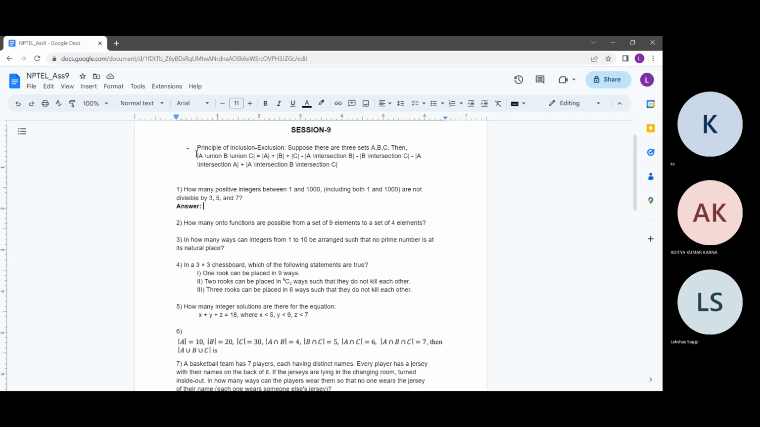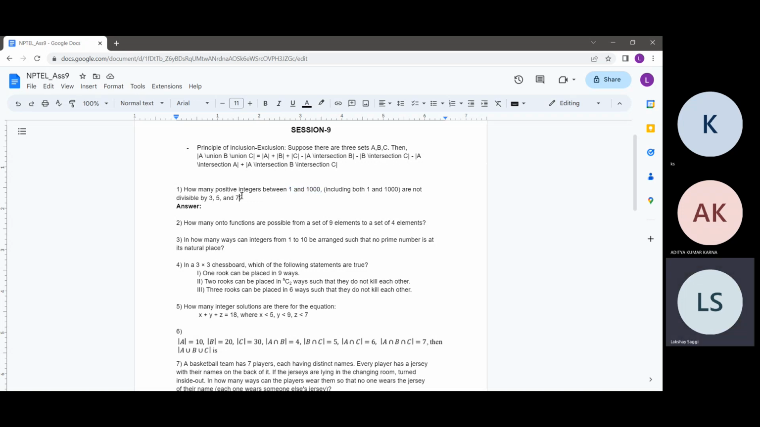So the first question is: how many positive integers between 1 and 1000, including both 1 and 1000, are not divisible by 3, 5, and 7? Just to get an intuitive idea of the problem, we are given a set of numbers from 1 to 1000, so a set of 1000 numbers. And from that set, we want those numbers which are not divisible by either 3, 5, or 7.